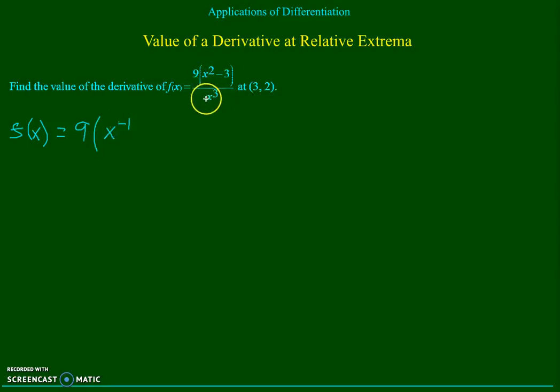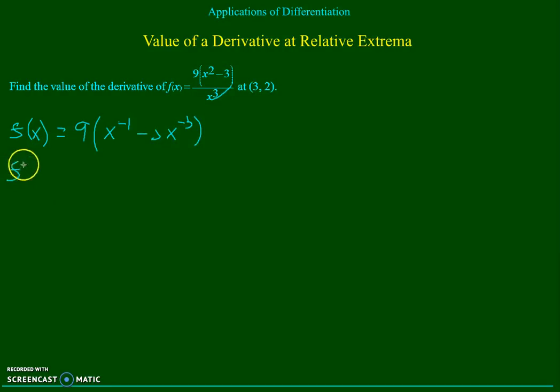X squared divided by x cubed is x to the -1. -3 divided by x cubed is, since there's no x value up here, we're just going to change the sign of that and bring it up to the numerator. So this is minus 3x to the -3. And now we can just use the power rule on this. So I just divided both terms by x cubed is all I did.